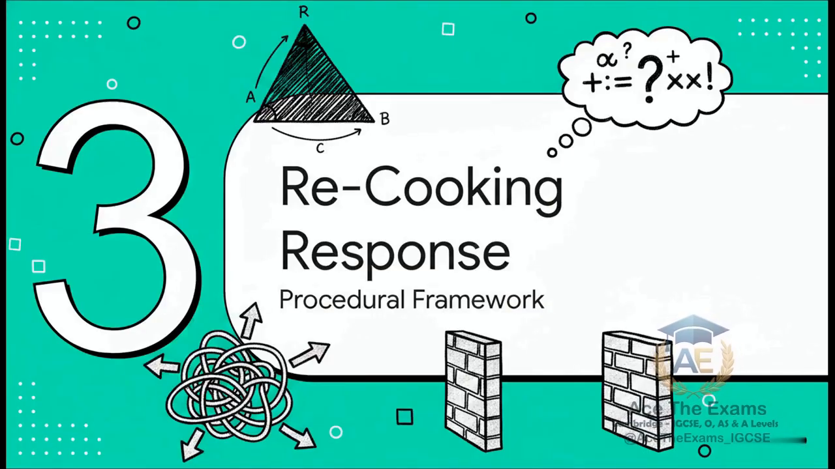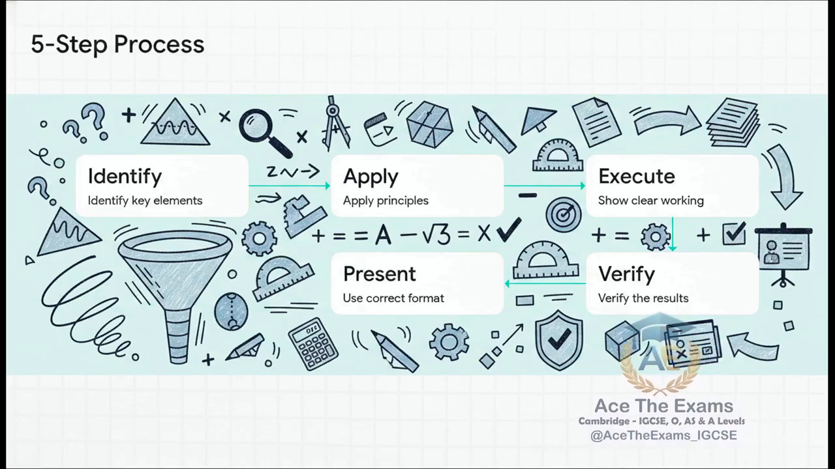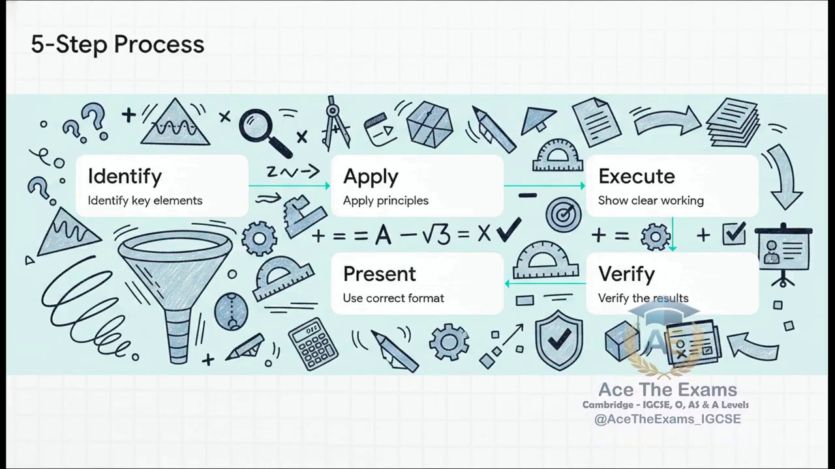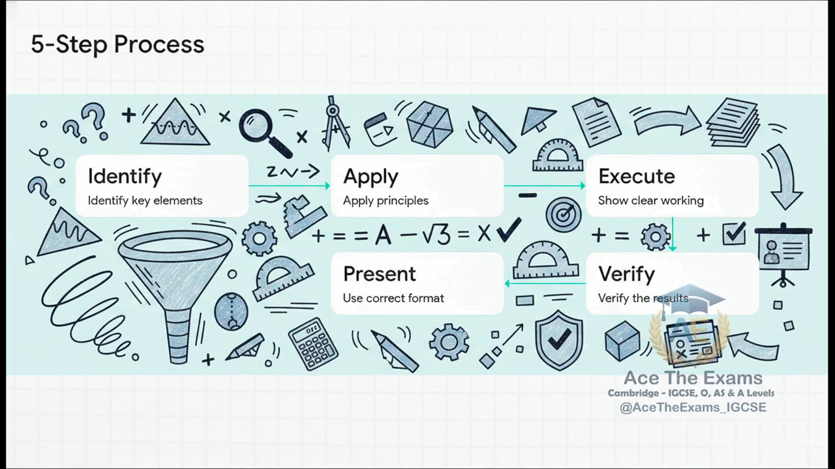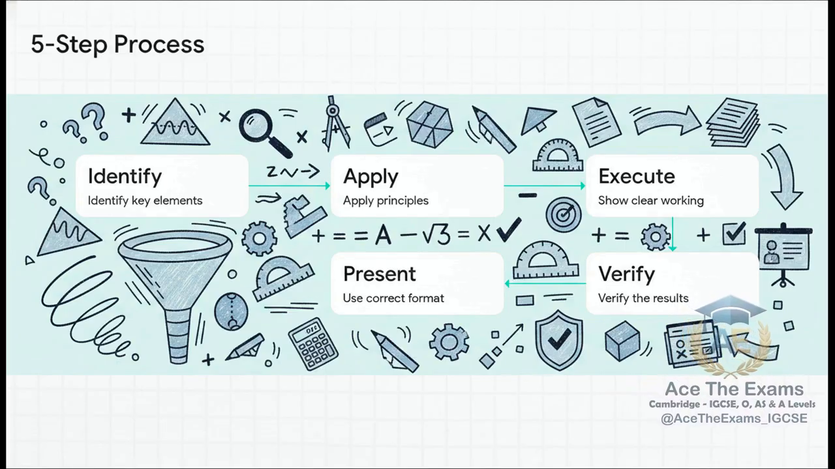Section 3, recooking the response using the procedural framework. So Alex and Sam are now trying to recook this paragraph. They finally factored the quadratic to find that sin x equals 0.5 or -1. Awesome, right? Except their text flow is completely chaotic. An examiner won't be able to follow this logic at all.